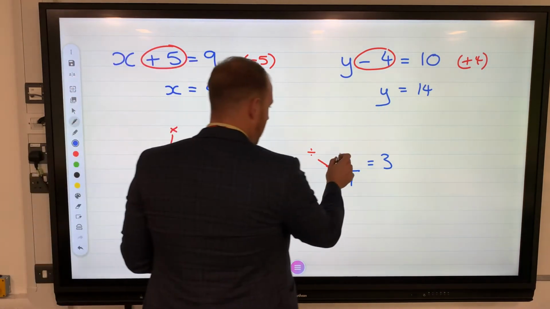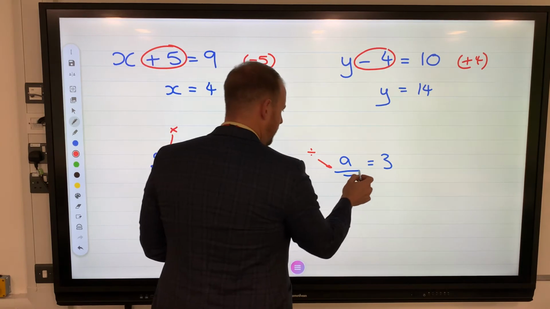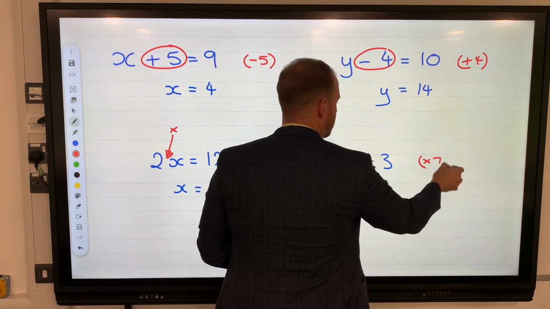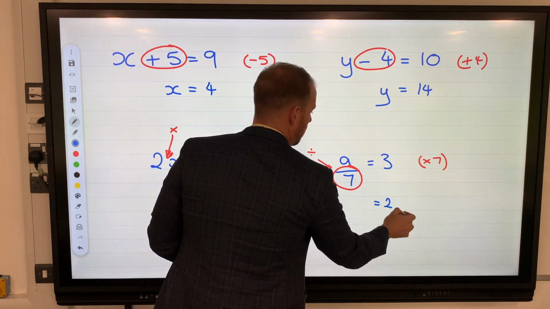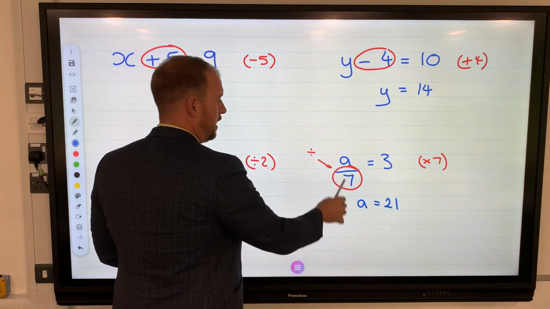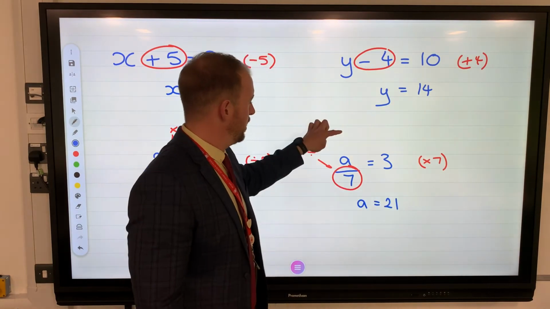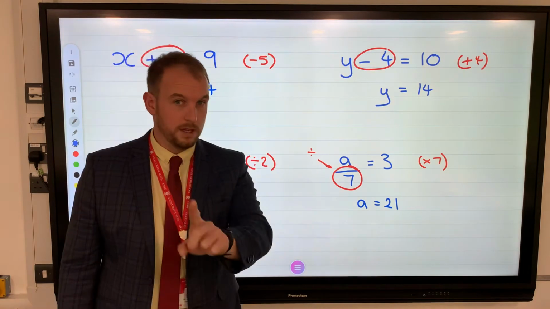Okay, so that's a little clue for you. So I've got a divided by 7 equals 3. So the inverse of divide by 7 would be times by 7. So 3 times 7 is 21. So therefore A is 21. Equal signs are in line. For a substitution, let's try substituting A for 21. 21 divided by 7 equals 3. It works.